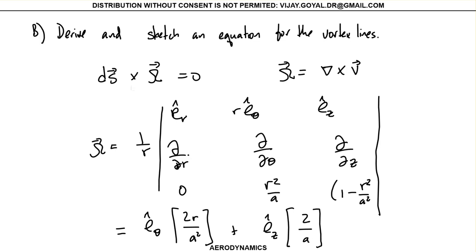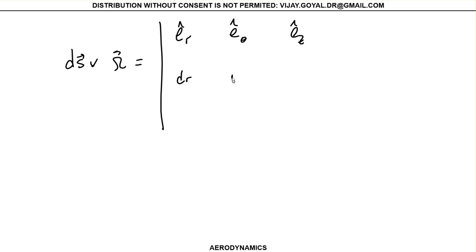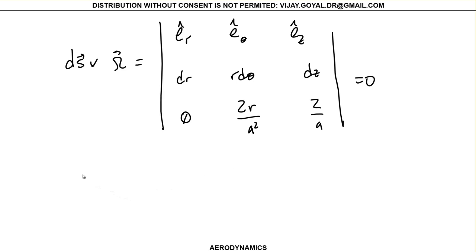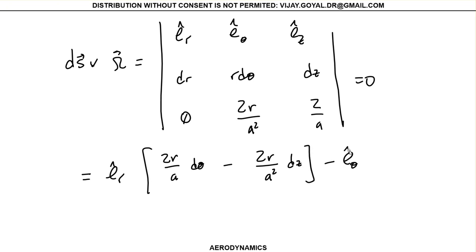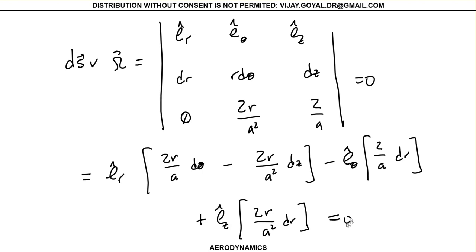Now we take another cross product, and that cross product with omega would give you ER, E theta, EZ, dr, R d theta, dz, 0, R A squared, 2 over A. After you do all this, you find that ER times (2RA d theta minus 2RA squared dz) minus E theta 2 over A dr plus EZ 2RA squared dr is all equal to 0.